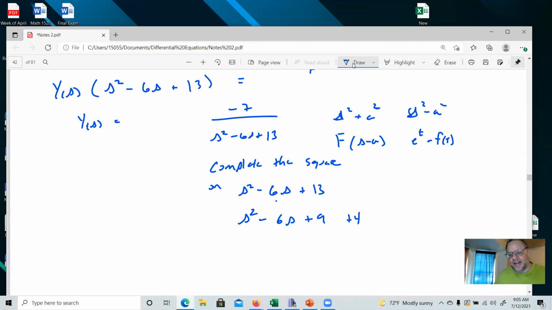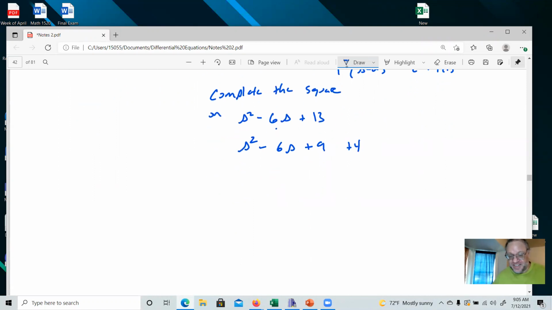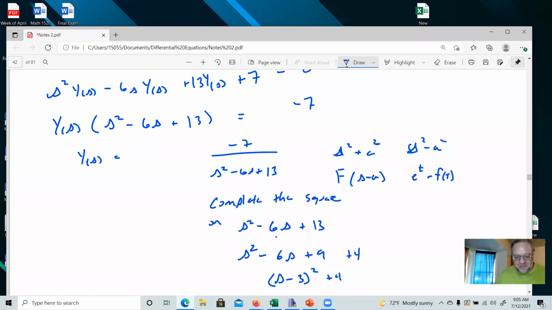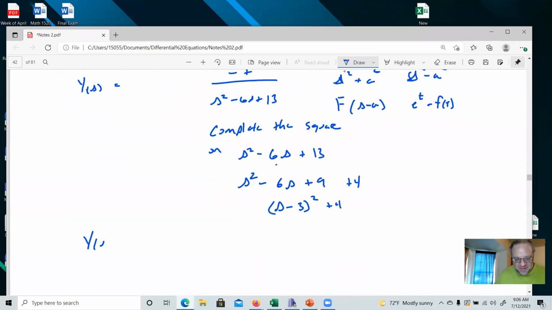If this was more complicated, I usually do a plus and a minus business here, and I think that's a good thing to do. But they clearly set it up as a nice problem out of a textbook. You might think I'm going to pull shenanigans on you, but these already are shenanigans. So this is s minus 3 squared plus 4. So my Laplace transform, Y(s), is equal to -7 times 1 over s minus 3 squared plus 4.